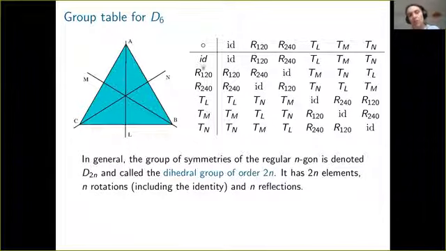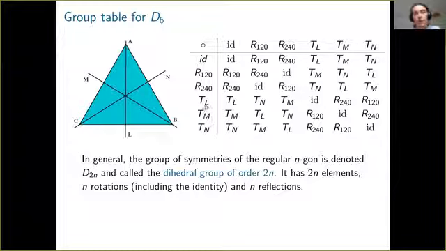One observation that we can make here, just for D6, which is really the smallest of the dihedral groups, since the triangle is the first example of a regular polygon that we can do this for, is that the group D6 is not abelian. If you're composing a pair of symmetries, it does matter in what order you do it.